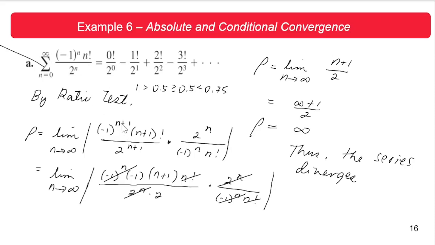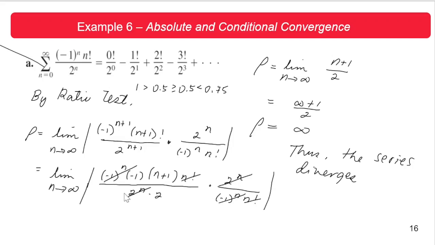So we have negative 1 raised to n plus 1 times n plus 1 factorial all over 2 to the n plus 1 times, instead of division, I use multiplication, but I need to get the reciprocal of u sub n, which is 1 over u sub n. So I have 2 to the n all over negative 1 raised to n times n factorial. Then I rewrite negative 1 raised to n plus 1 as the product of negative 1 raised to n and negative 1, n plus 1 factorial as n plus 1 times n factorial, and 2 to the n plus 1 as 2 to the n times 2.